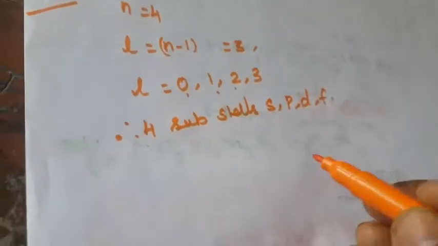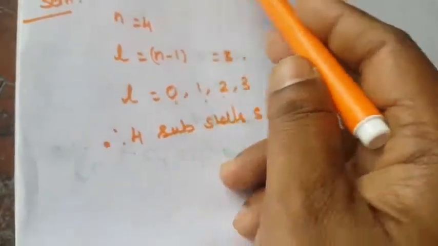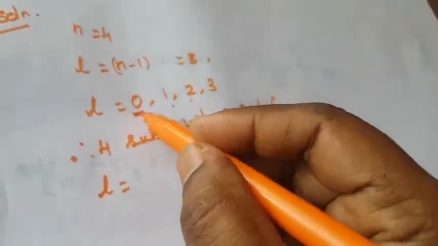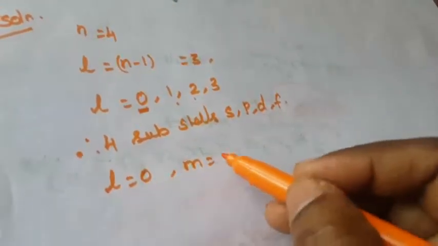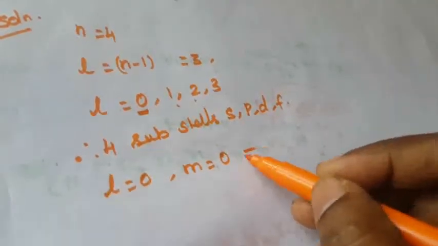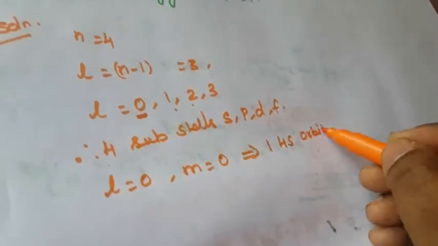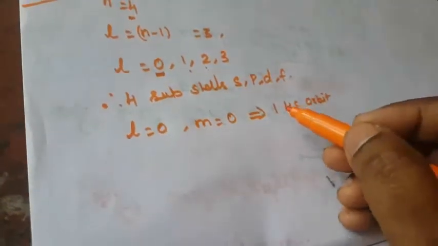Now how many orbitals? They are asking how many orbitals are possible. First, L is equal to 0, which means M is also 0. So that is one 4s orbital, because N is equal to 4. So we can write it as one 4s orbital.